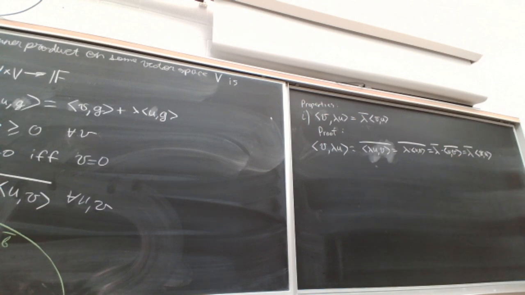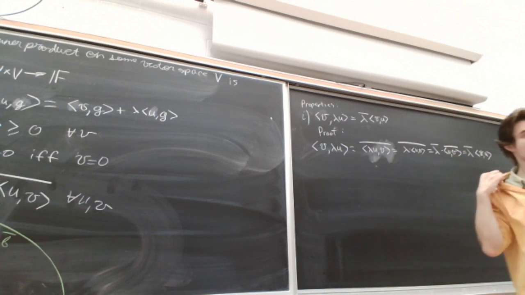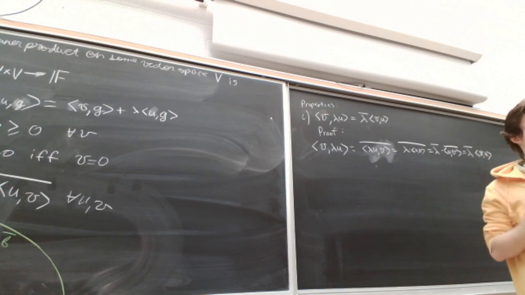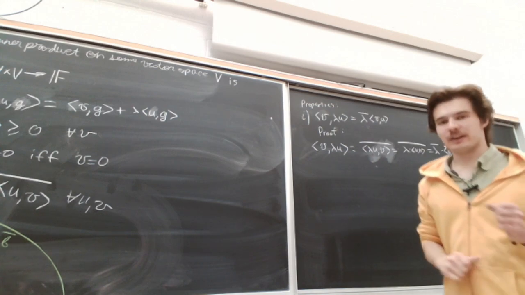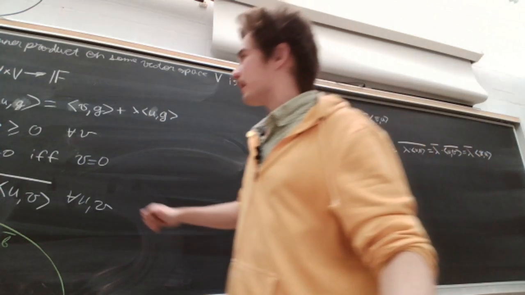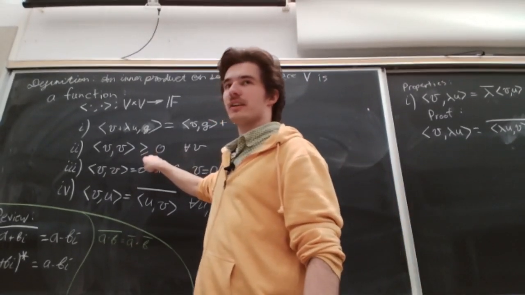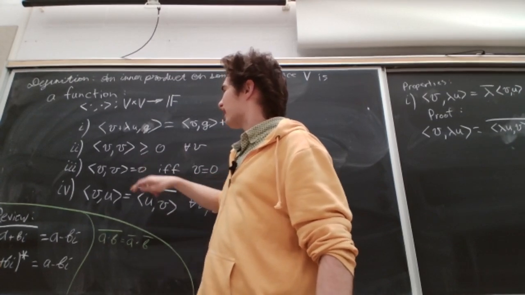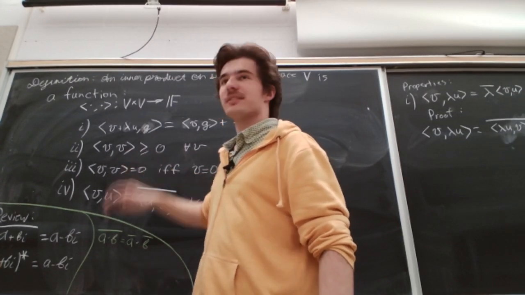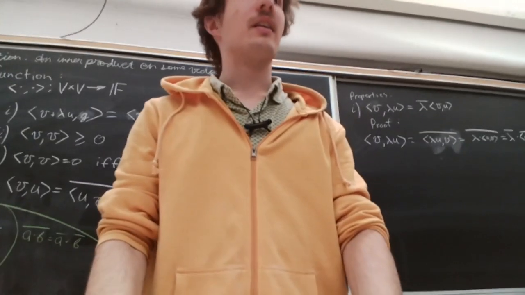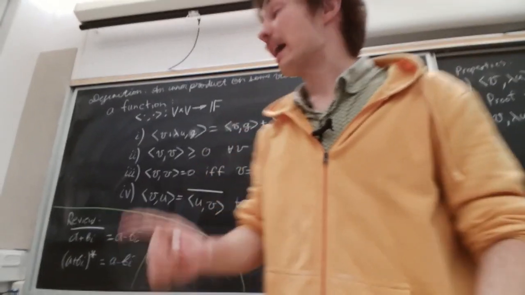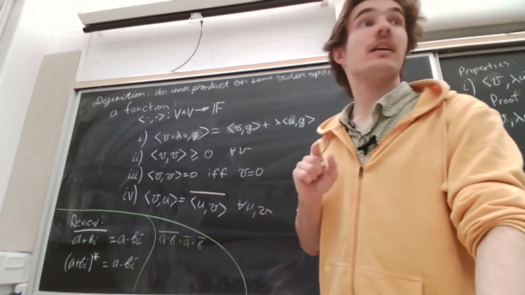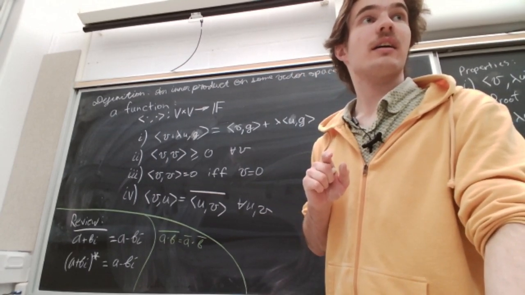I have a question. Is the field always R or C? Yes, in our case, always R or C. I don't think it would make much sense otherwise. It would be very hard to define this for something that's not R or C, because then what does it mean to be greater than or equal to 0? You can't really have complex numbers greater or equal to 0 because they're not ordered.